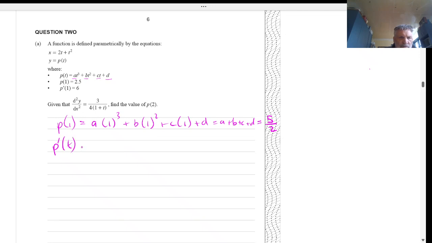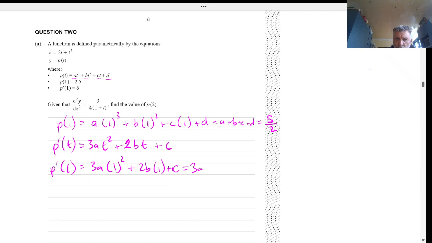And the derivative, so let's first differentiate with respect to t. We get 3at squared plus 2bt plus c. And if we evaluate that at 1, we get 3a times 1 squared plus 2b times 1 plus c. That's 3a plus 2b plus c, and we're told that's 6.